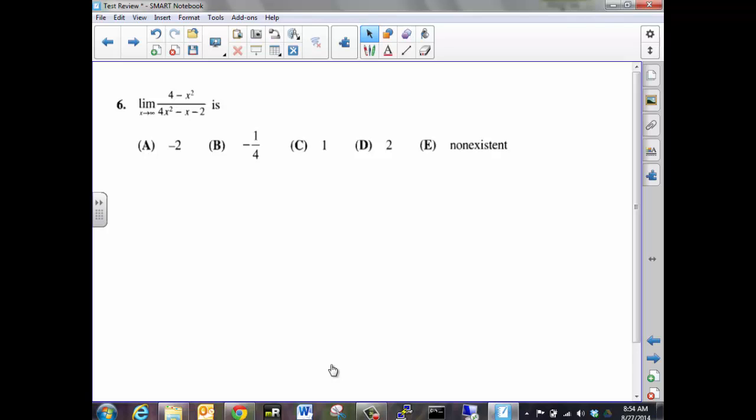Let's look at 6 now. 6, I see a limit going to infinity. Right? So what do I think? Degrees. So Jamie, what do you want to say the answer is? B. B, negative 1/4, okay? Degrees are the same. It's negative 1 on top, 4 on the bottom. Very good.